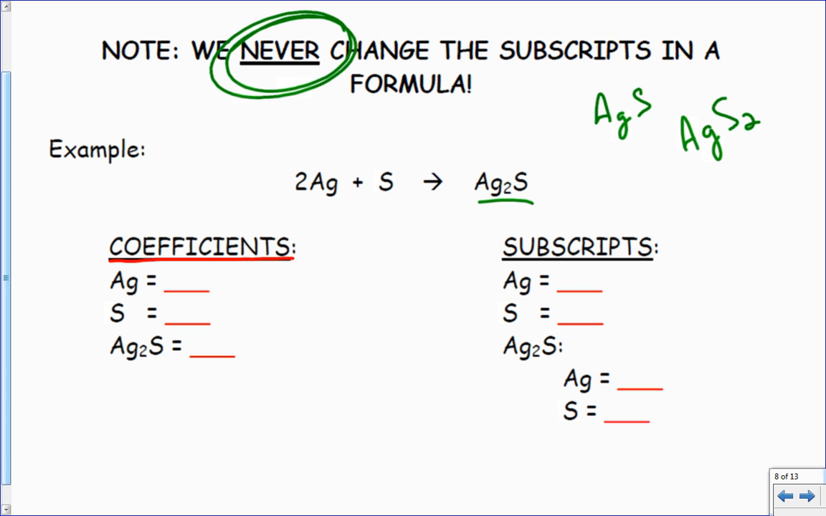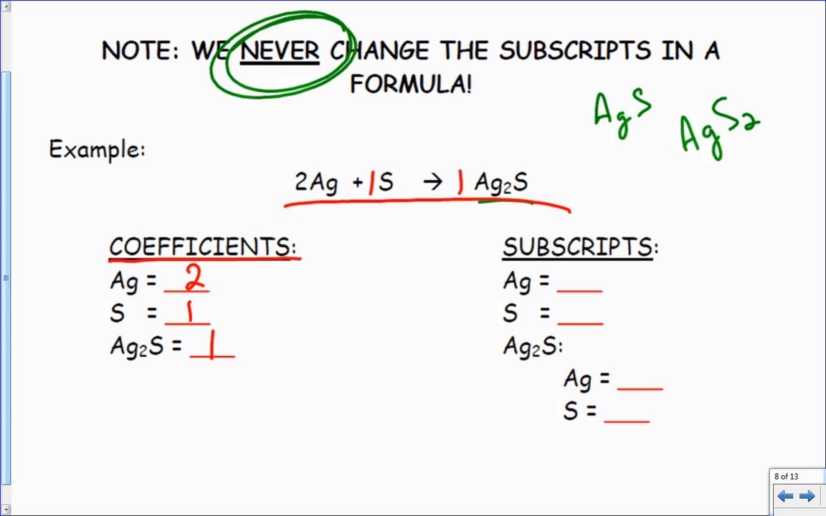First step, let's look at coefficients within this whole chemical equation. The coefficient in front of Ag is 2. The coefficient that is not there in front of S is 1. The coefficient that is in front of Ag2S is also 1. Remember, when we don't see a number in chemistry, we assume it's a 1.